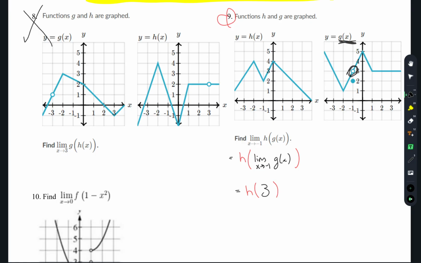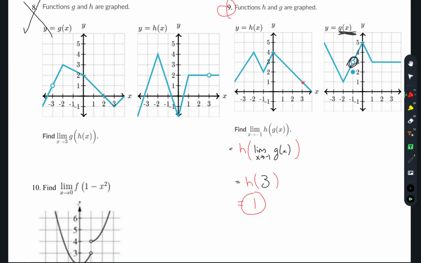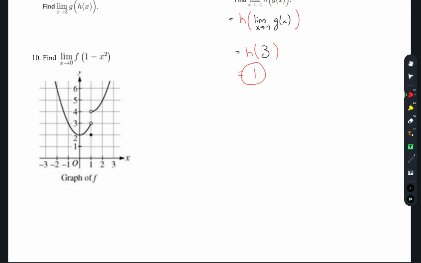And then this one works because if you look at h, the whole function's continuous. There's no jumps and open dots. It's not differentiable. Spoiler alert, but it's always continuous. So you can go ahead and ask, what's h of 3? And you'd say, oh, it's 1. And then you could be done. So that one's an A-B type question usually, but then multiple choice will throw something like this at you. Okay, so for 10, they're going to ask you to find f of -1 minus x squared.